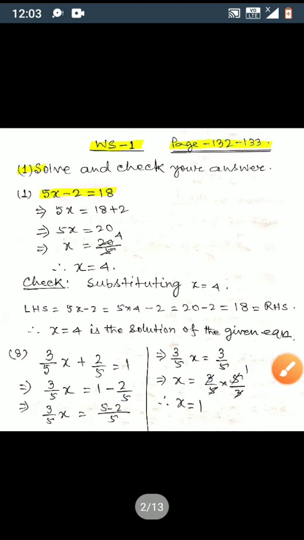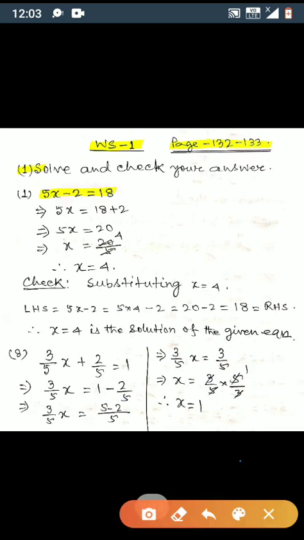Now worksheet 1, solve and check your answers. Question number 1, 5x − 2 = 18. You know that when any term moves from left to right or right to left, the sign becomes opposite. This is called the transpose rule. So the −2 on the left hand side becomes +2 on the right hand side. So 5x = 18 + 2, 5x = 20.